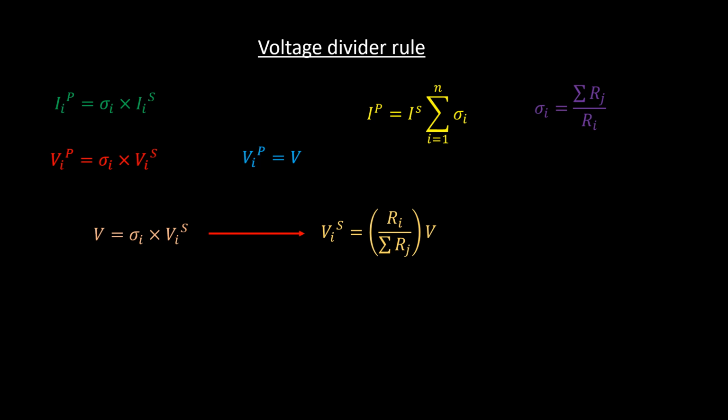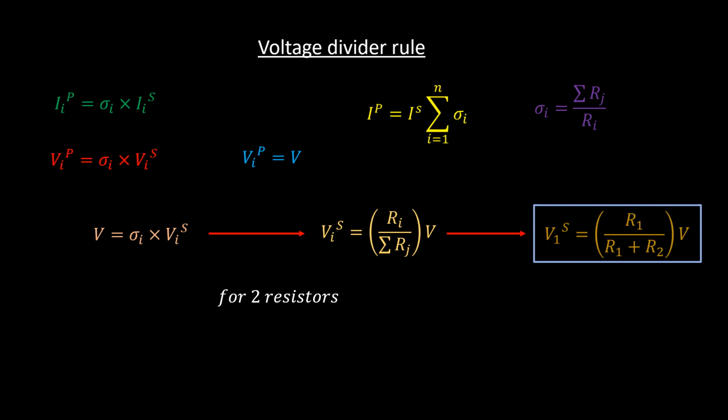In case you don't recognize it, let's express it in a familiar form. Assuming we have just two resistors, R1 and R2, the voltage drop across R1 is given as R1 over R1 plus R2 times the total voltage. This is the familiar voltage divider rule.